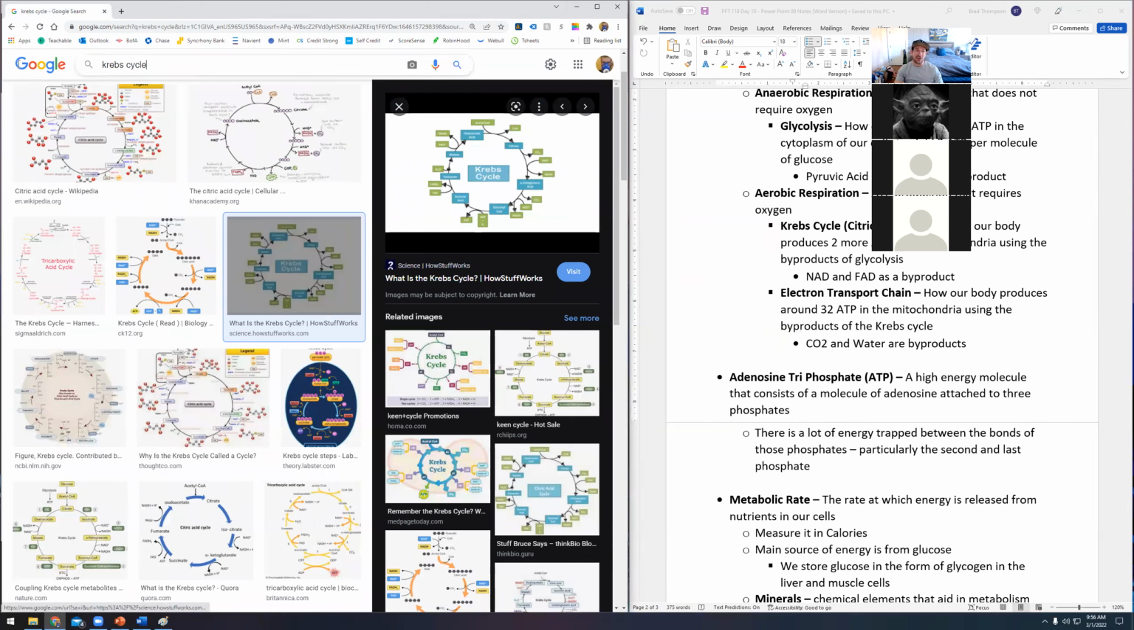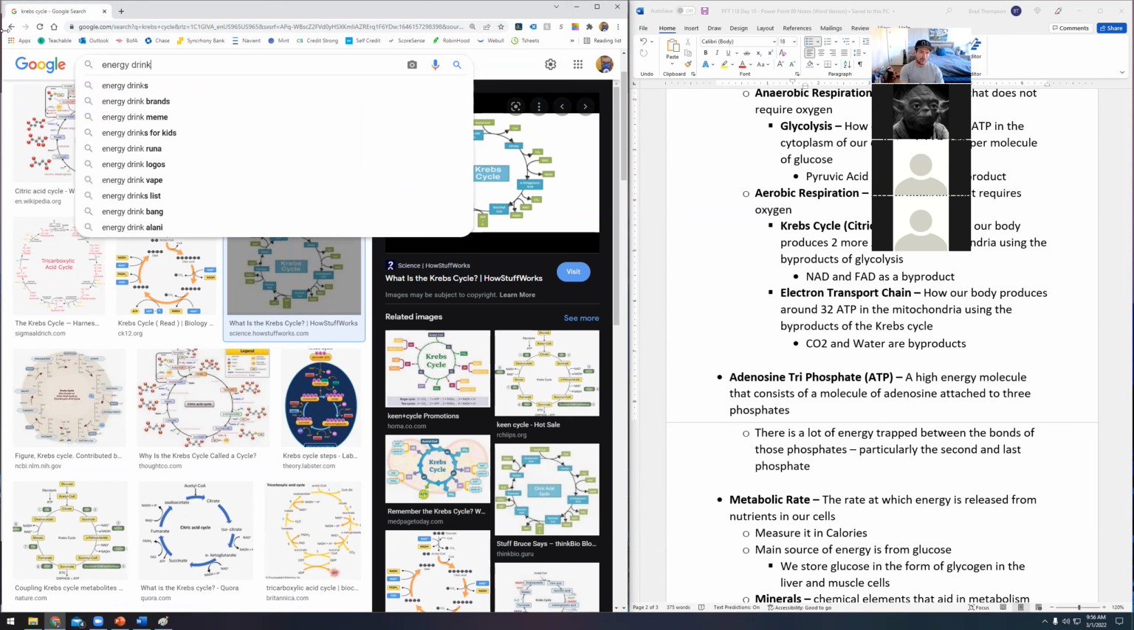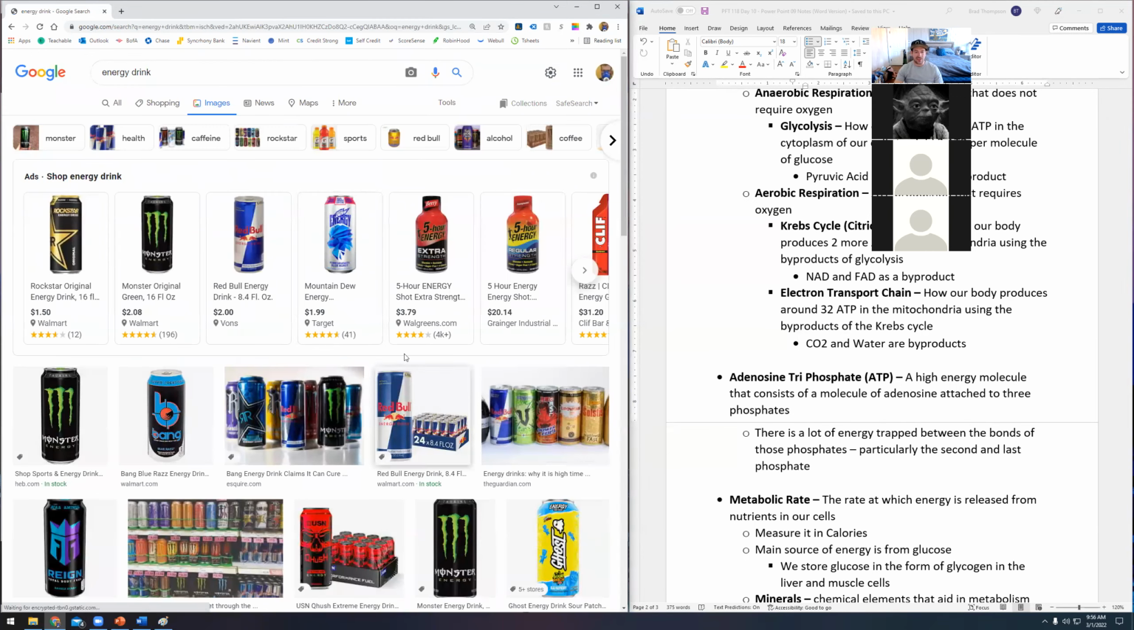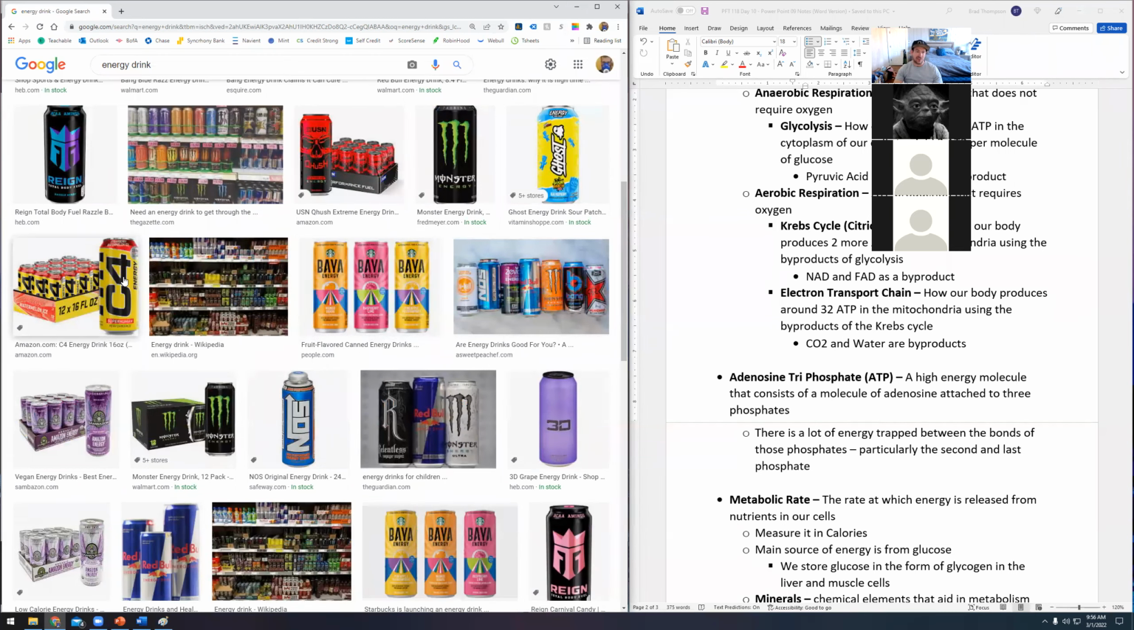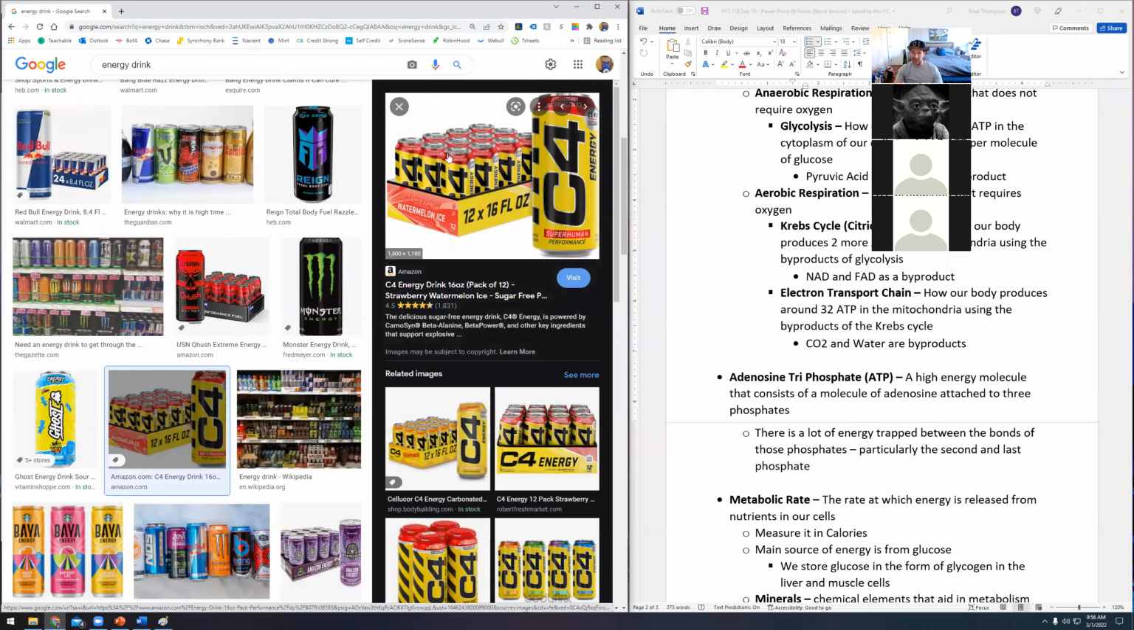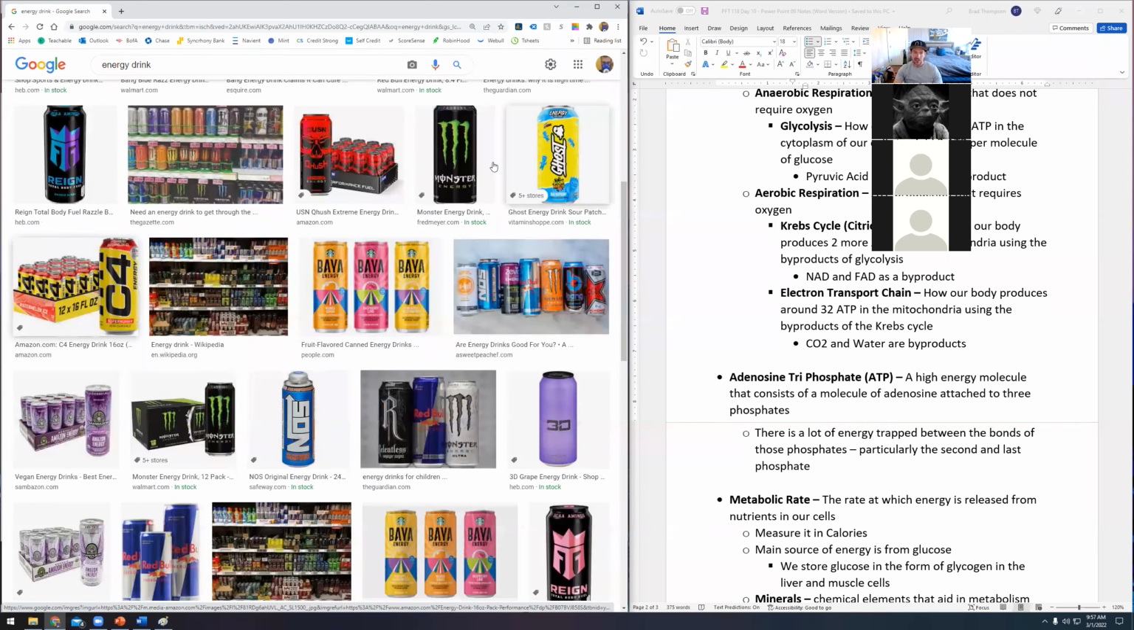So when you see an energy drink, you will notice what it has in it is a lot of caffeine, which is a stimulant that does speed you up. So hydroxycut and energy drinks are very similar to one another. And then there's also C4 that has creatine in it, which also enhances performance for its own reasons.